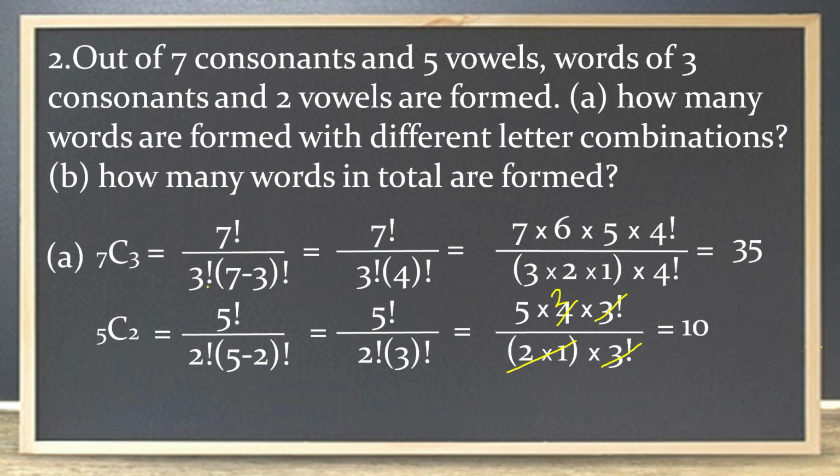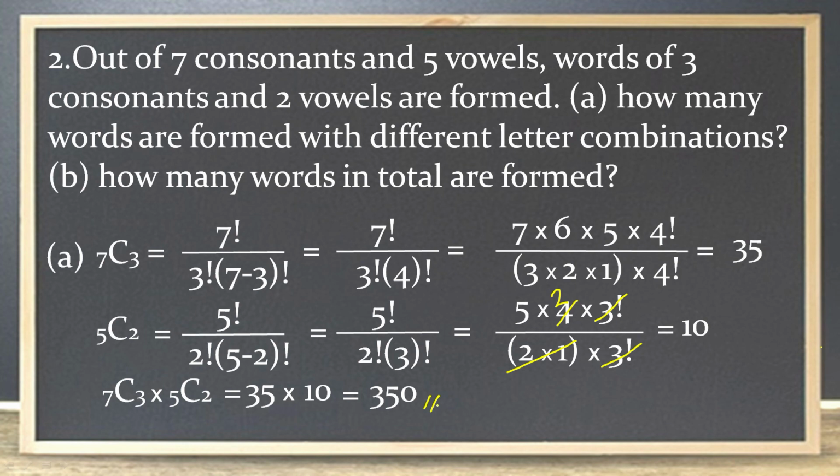So then, the total number of words having different letter combinations will be the product of these two. That would be 7C3 times 5C2, which is equal to 35 times 10, which is 350. So we have 350 words that will have different letter combinations from the problem here.